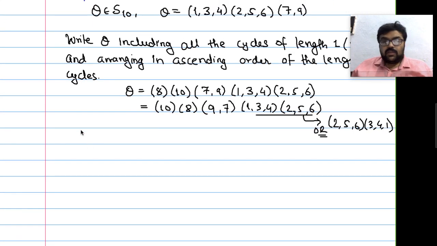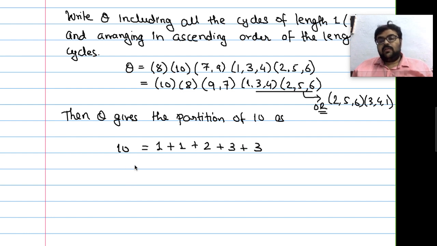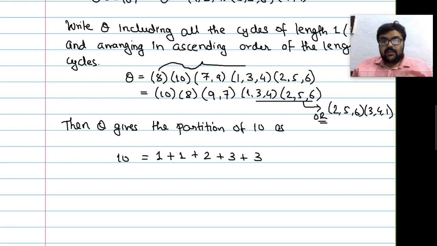So what is the partition? Theta gives the partition of 10 as 1 plus 1 plus 2 plus 3 plus 3. Then you can see this is actually 10, because all the 10 distinct integers are listed here. If we omit single cycles, then we are not going to get 10. It is in S10, so all 10 distinct elements we should get here. So it is a partition of 10.